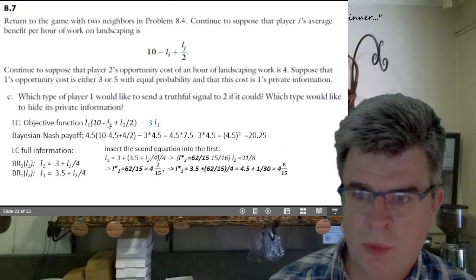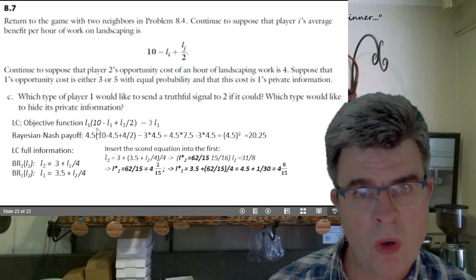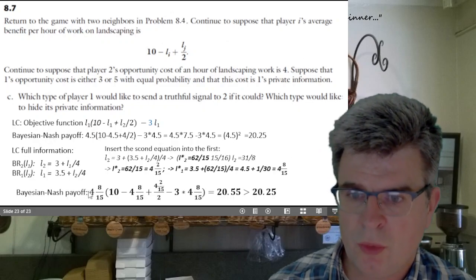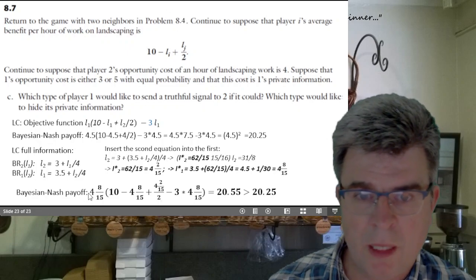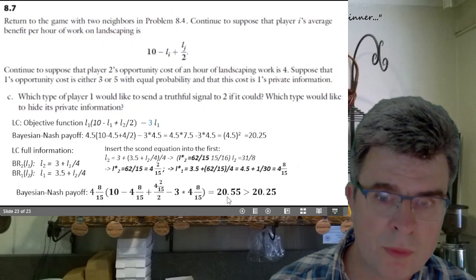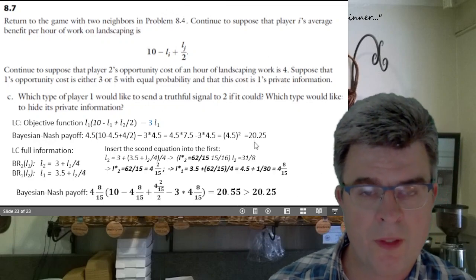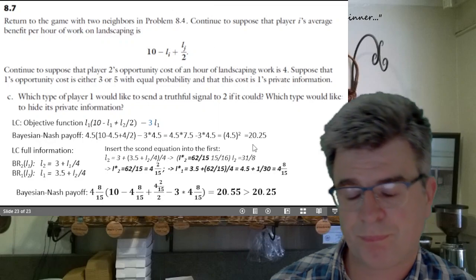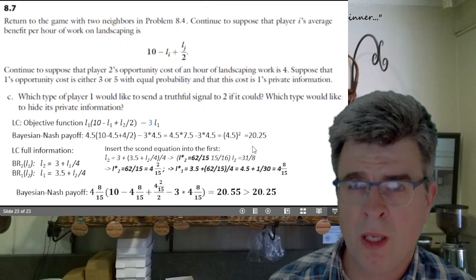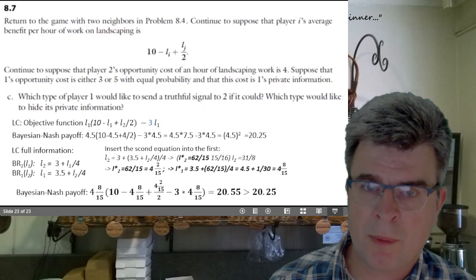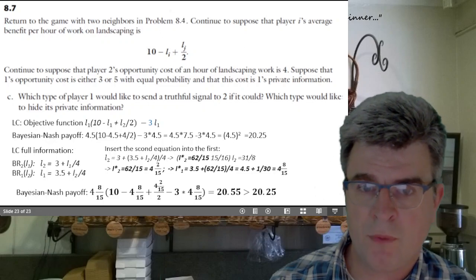So plugging this into the objective function of the low cost type neighbor, then you find that the Bayesian-Nash payoff of this neighbor will be equal to 20.25, which is more than the 20.25 if you don't reveal your type to your neighbor. So in conclusion, the low cost neighbor would like to reveal his type to the other neighbor.